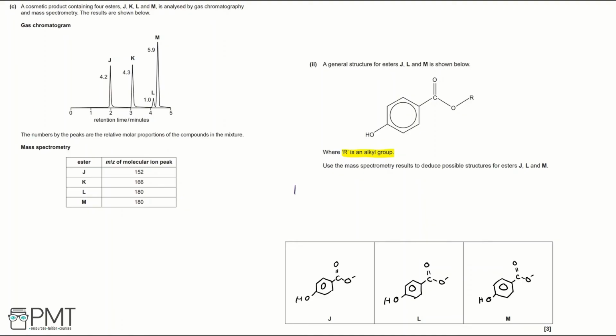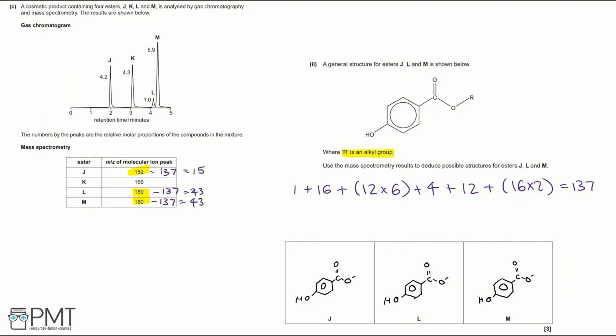So that's going to be 1 for our hydrogen, plus 16, so that's our OH, plus our ring of 6 carbons, so that's 12 times 6, plus 4 hydrogens, plus a carbon, and then plus 2 oxygens. And that equals 137. So if we look at the MZ values for J, L, and M, we can work out the relative formula mass of our R groups. So that's going to be minus 137, that equals 15. Then minus 137, minus 137, we have 43. So using this information, we can work out what our R groups are.